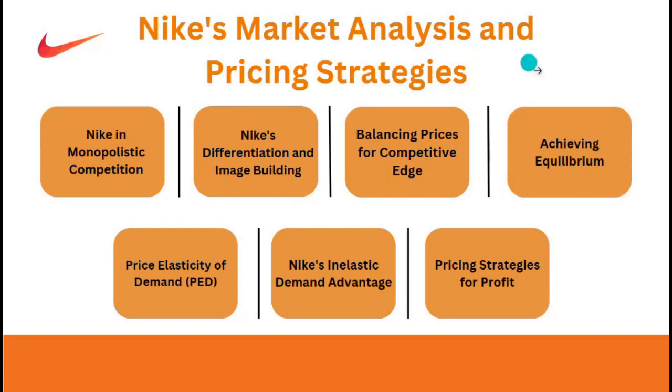Now I'm going to talk about Nike's market analysis and pricing strategies. So Nike operates in the realm of monopolistic competition, which is characterized by a large number of sellers offering differentiated products. So Nike's product differentiation strategy involves creating unique designs, using advanced technologies, and collaborating with athletes and celebrities to enhance its brand image. To maintain a competitive edge, Nike carefully manages its pricing strategies by analyzing consumer preferences and market trends. The company sets prices that align with the perceived value of its products.